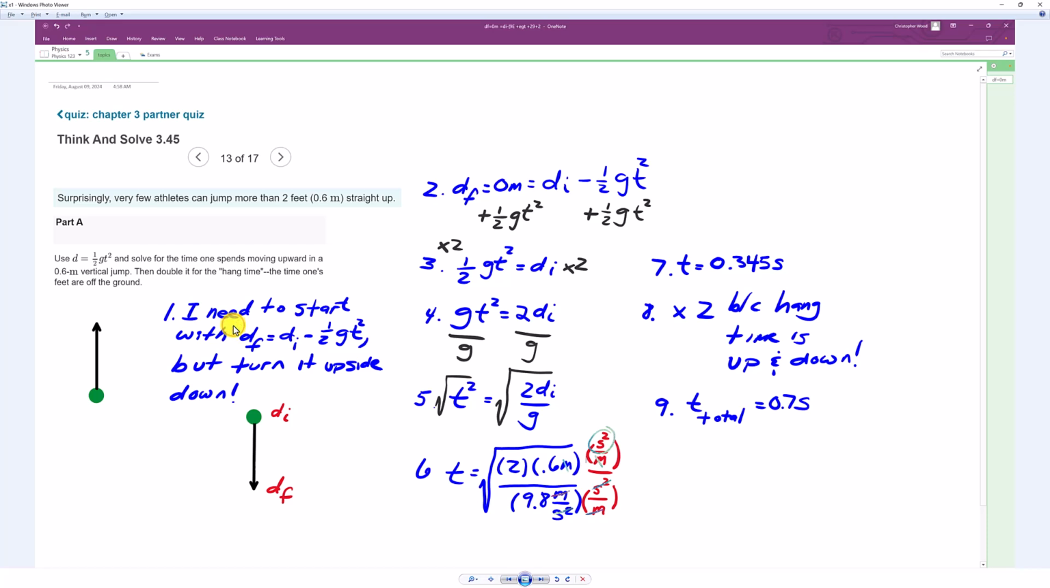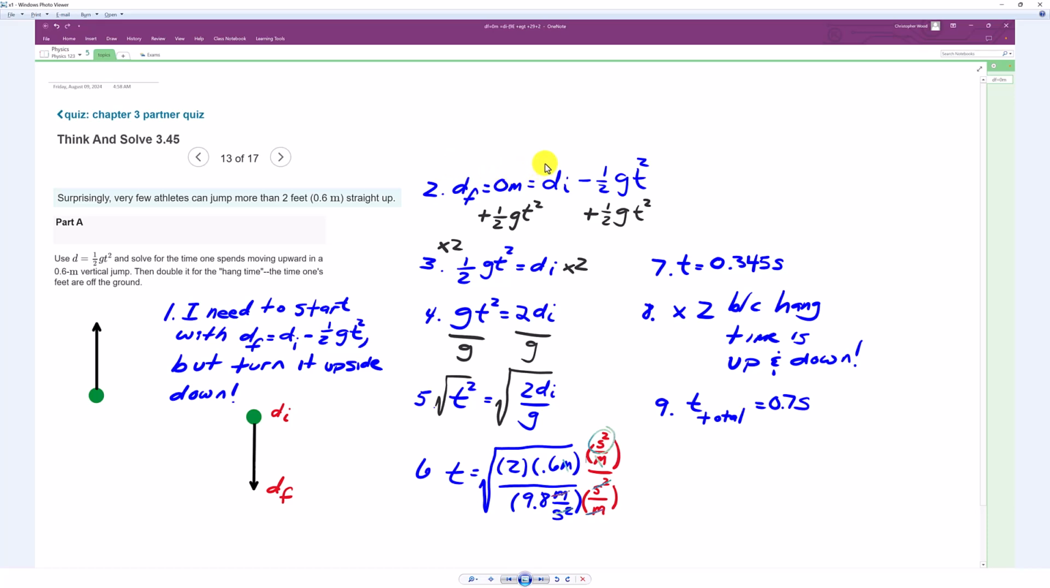This is my green sheet equation, which comes from your textbook, and it's basically describing the distance traveled by a falling object. Now, in this case, I have a rising object. So my object's going to rise and then it's going to fall. So I'm just going to look at the portion of this situation where this athlete is falling back to the ground and then just double the time. So what I have here is my final distance is 0 because that's ground level.